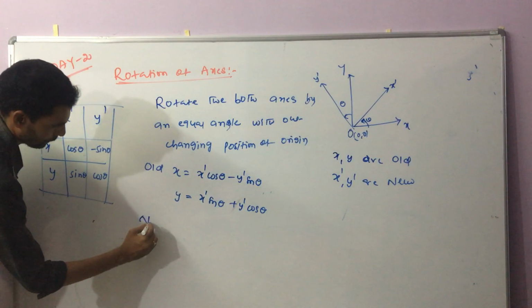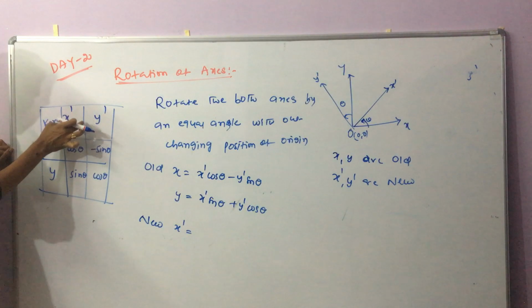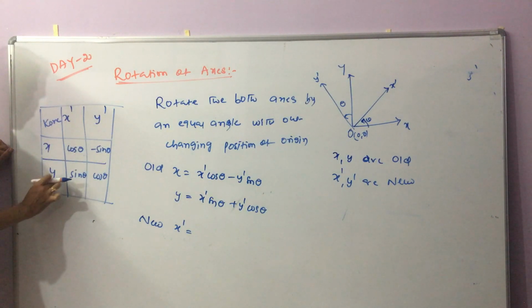I want the new one. New x dash is equal to, now cover the x dash box. The x dash box means x into cos theta, y into sin theta.